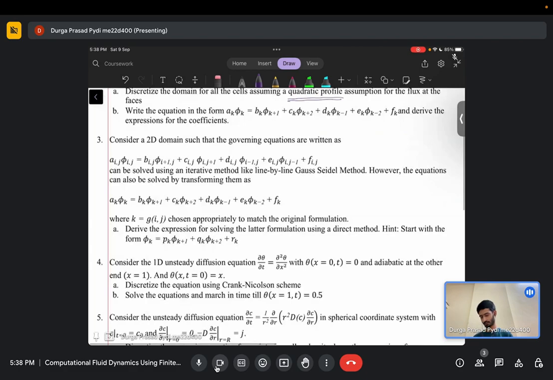Yeah. The third question is straightforward. Again, we have a 2D domain. So these are the set of the general form of equation that you will be getting. In the last week we discussed the Jacobi and Gauss-Seidel method, which is an iterative method. So if I want to use a direct method, how do I solve it?